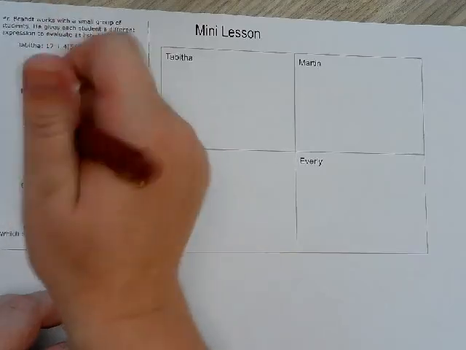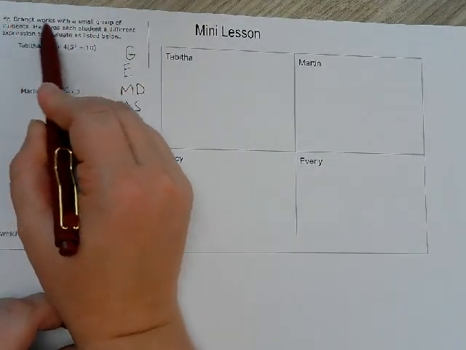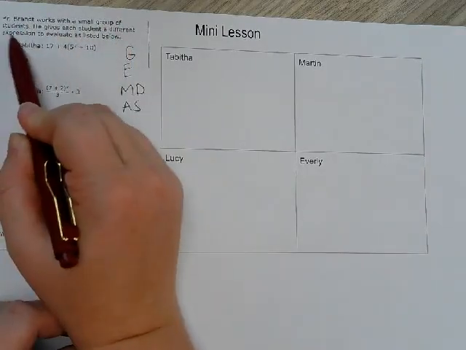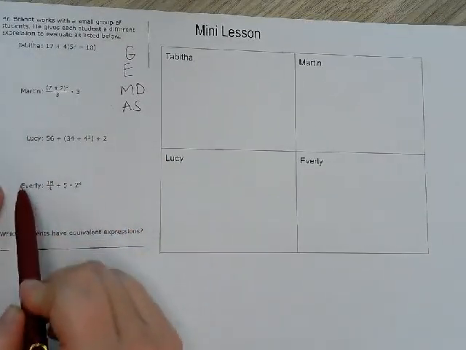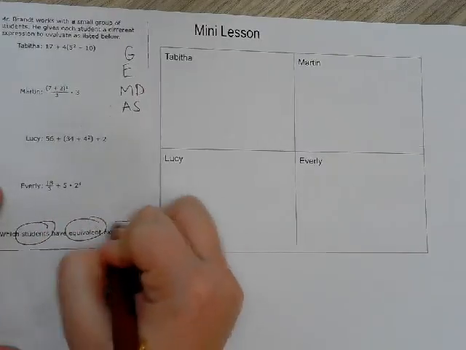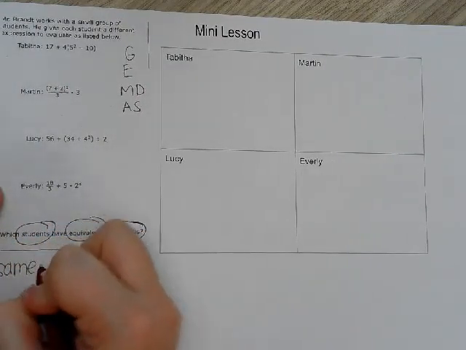Okay, so let's go ahead. It says Mr. Brandt works with a small group of students. He gives each student a different expression to evaluate. So we have Tabitha, Martin, Lucy, Everly. They want to know which students have equal expressions. So we want to have same answers.